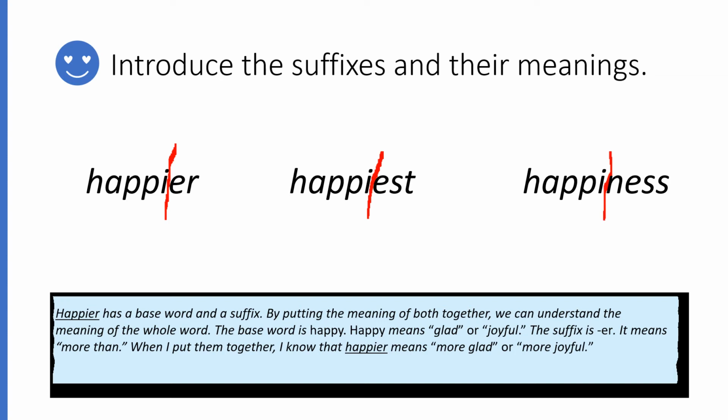Happier has a base word and a suffix. By putting the meaning of both together, we can understand the meaning of the whole word. The base word is happy. Happy means glad or joyful. The suffix is er, or it means more than. When I put them together, I know that happier means more glad or more joyful.